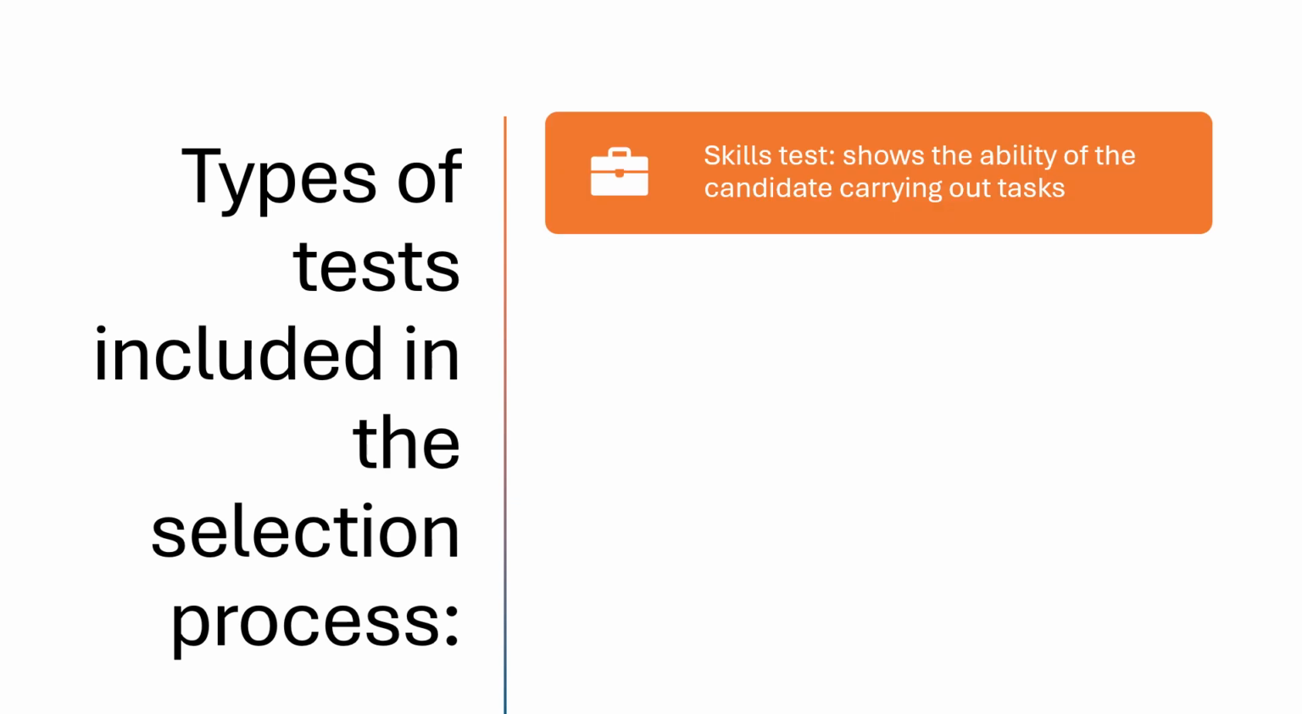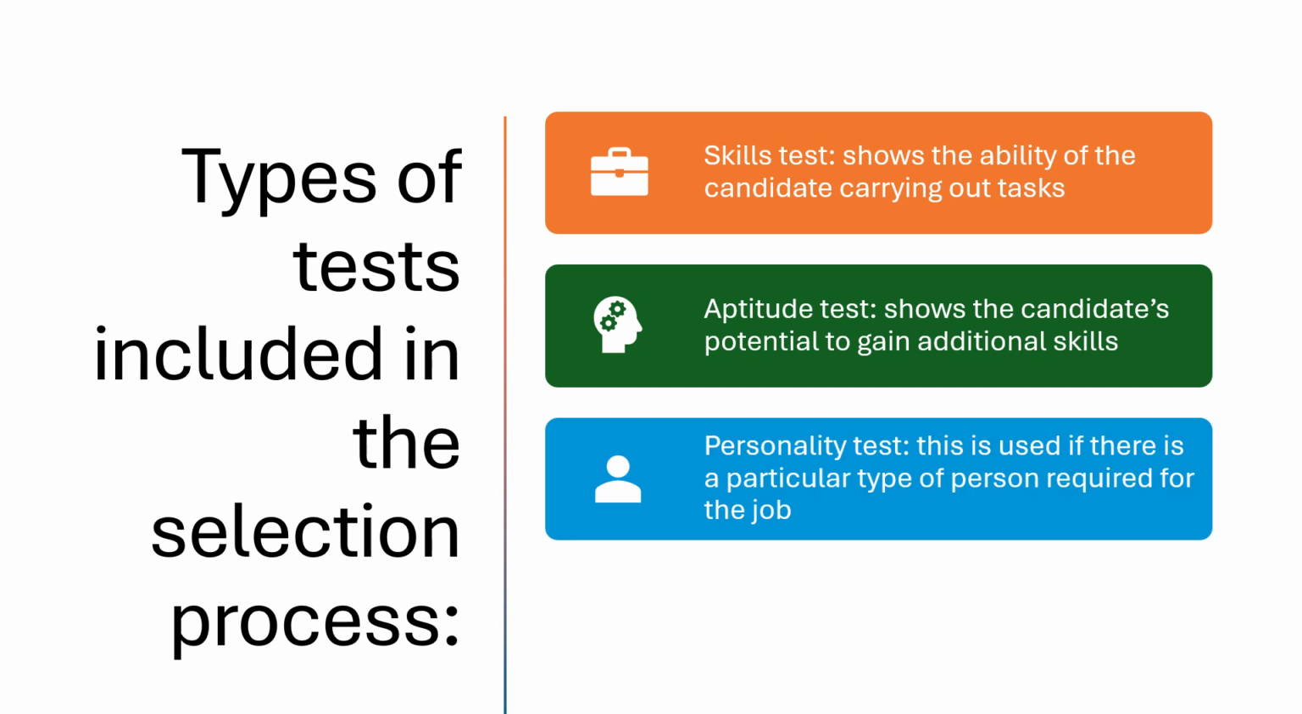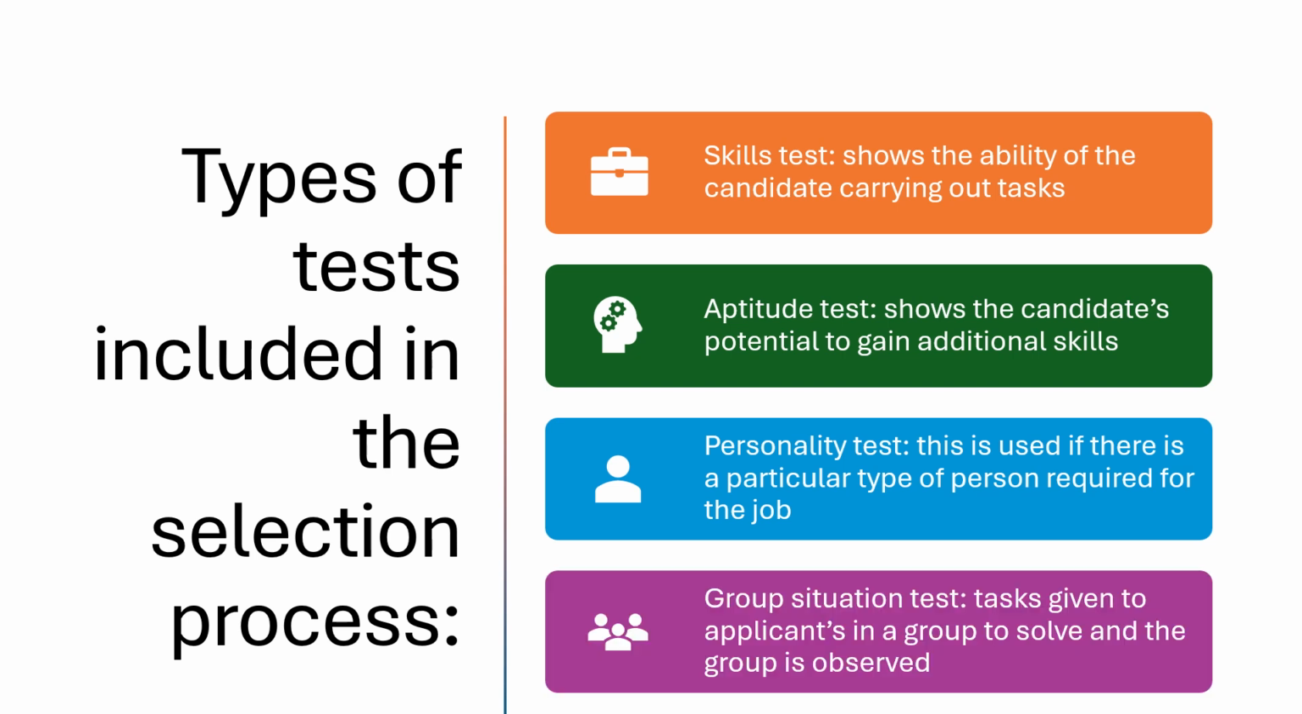What are the types of test that are included in the selection process? You can have a skills test. That's going to show the ability of a candidate being able to carry out tasks. There can be an aptitude test that shows the candidate's potential to gain any additional skills. A personality test is used if there's a particular job where there needs to be a particular type of person. And also a group situation test, which is a task given to applicants in a group to solve, and then the group is observed.